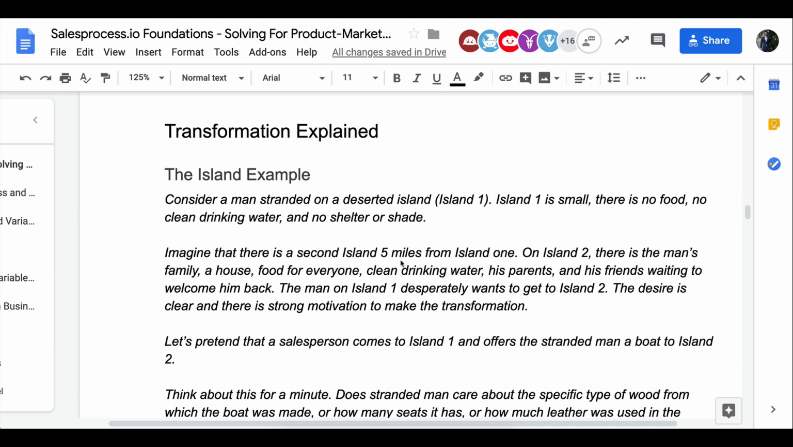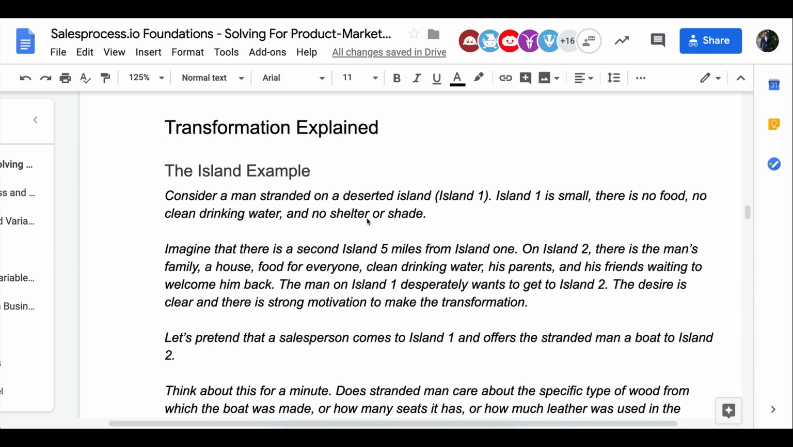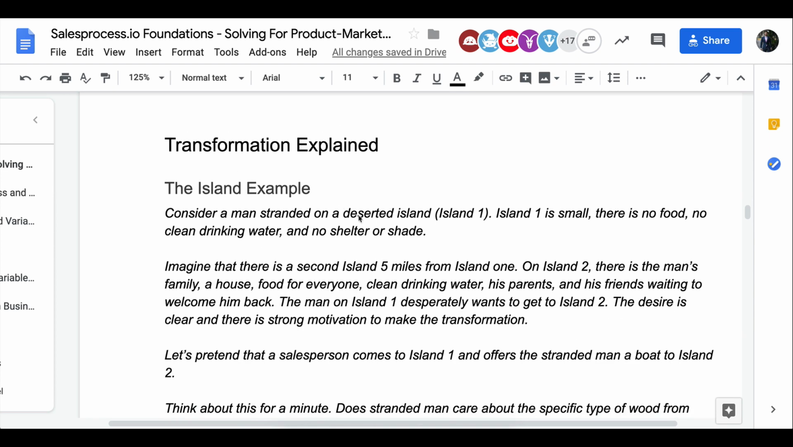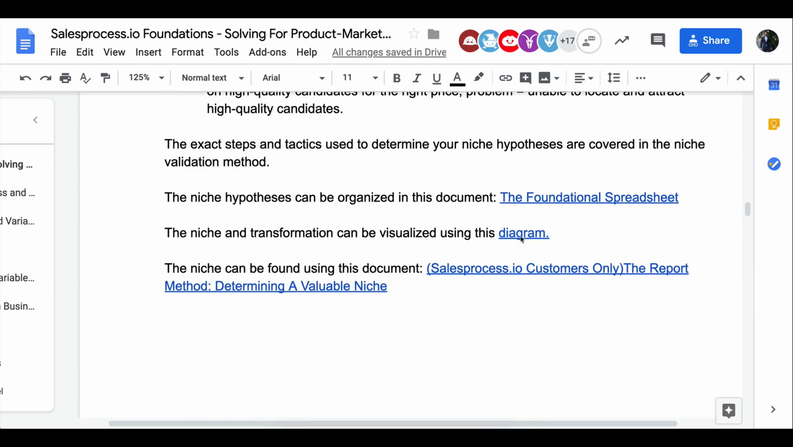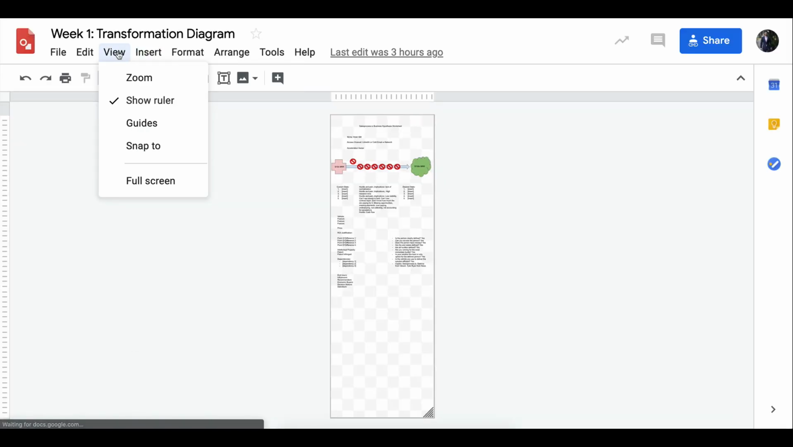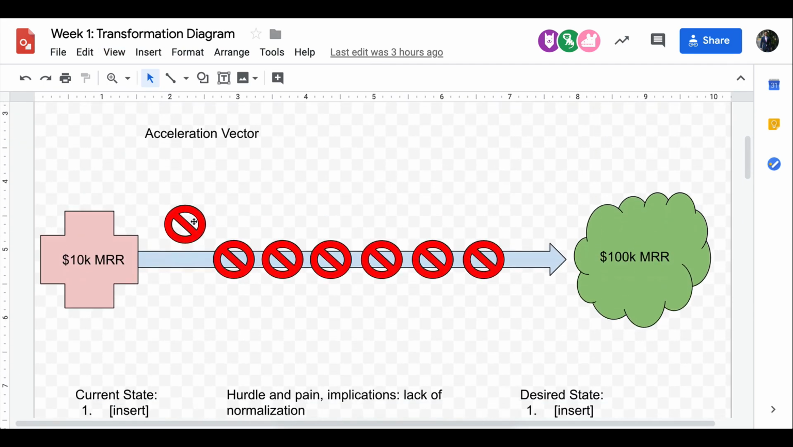Alrighty guys, so in this video, we are going to be explaining the transformation. In the previous section, we were solving for the niche and the problem, and now we have to solve for the transformation. So what promise can we make to that niche that gets them going? I'm going to jump to this diagram here, and we will zoom in a little bit. The transformation is what are we promising the customer? So what problem are we solving, and what is the promise?